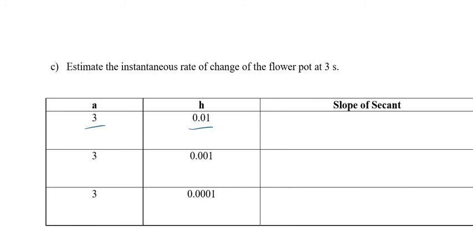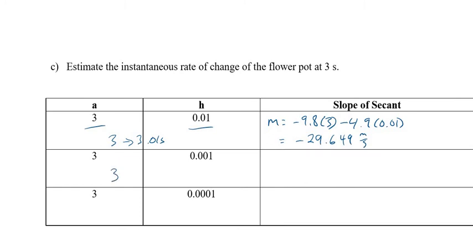So that's going to be between 3 to 3.01 seconds. For that one, the slope is going to be negative 9.8 times 3 minus 4.9 times 0.01. Just the same formula that we found in part A. And if you do that correctly, you're going to get negative 29.649 meters per second.